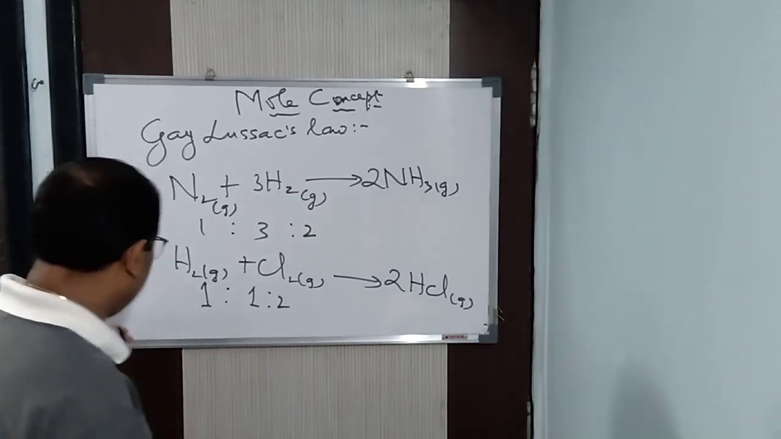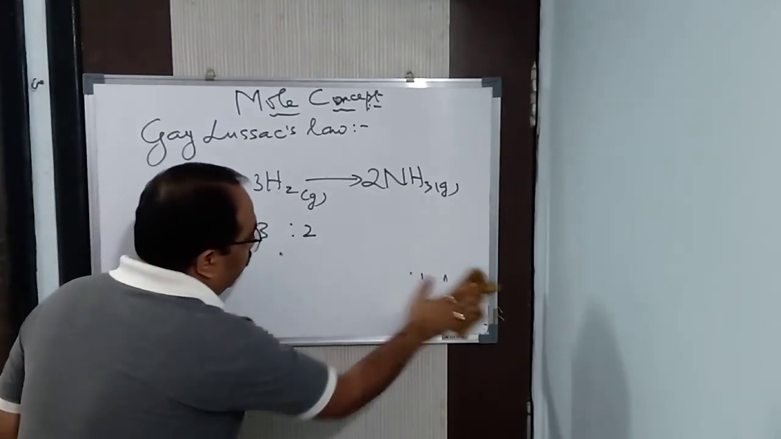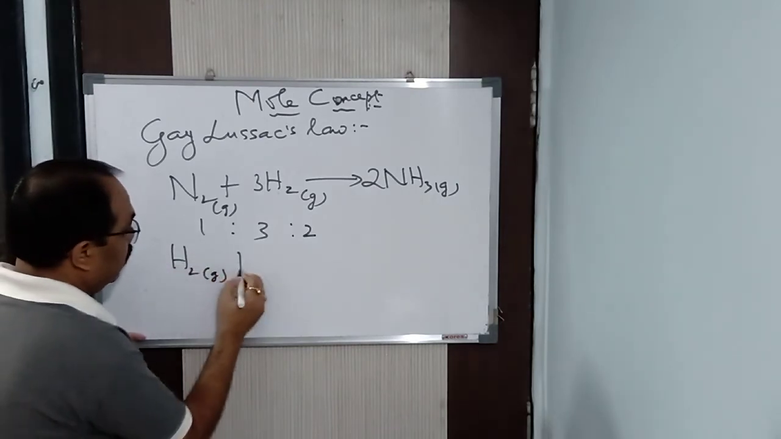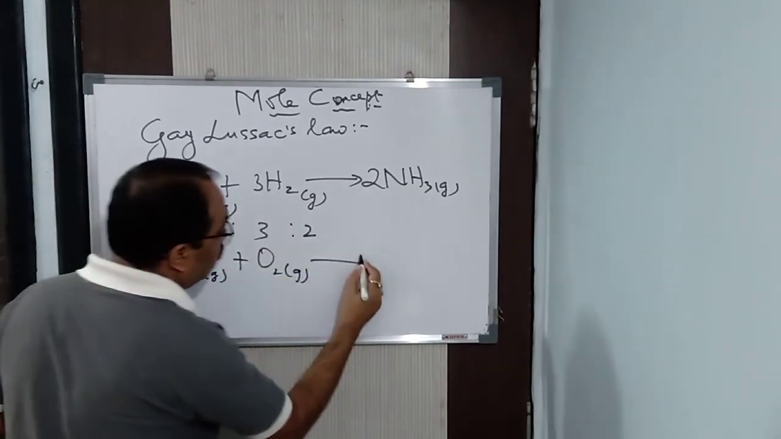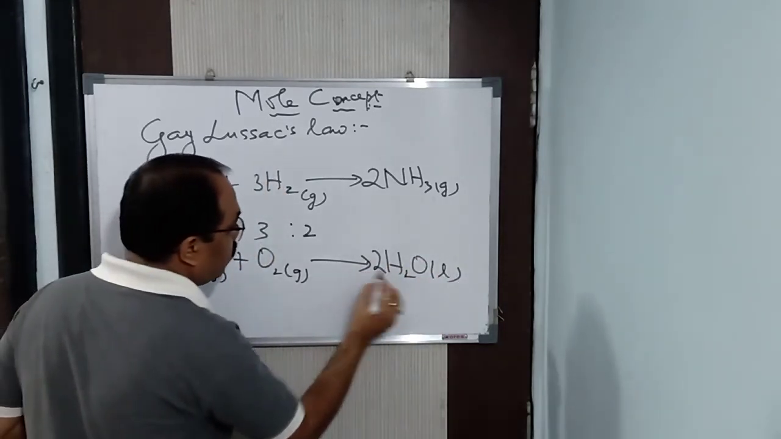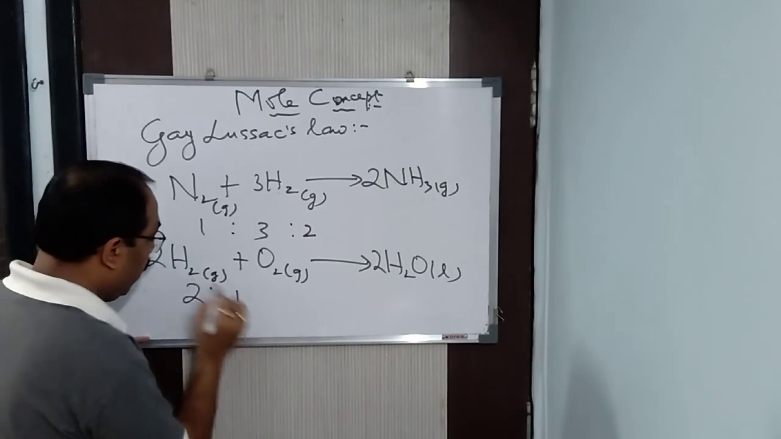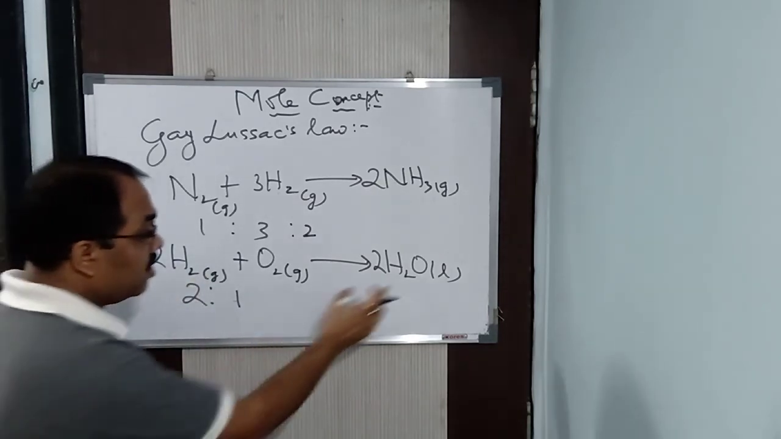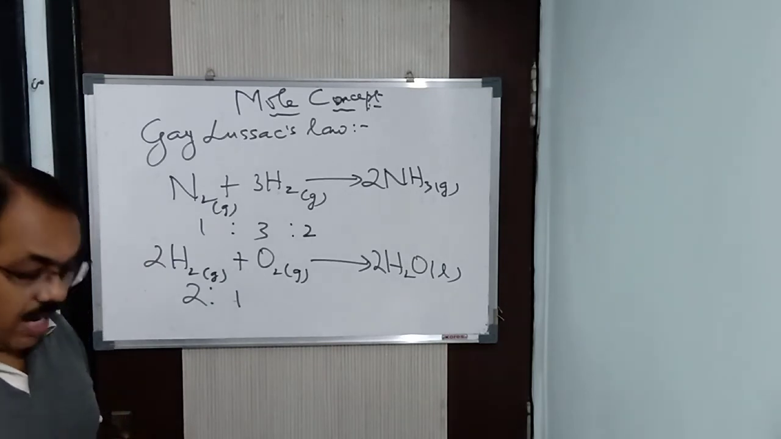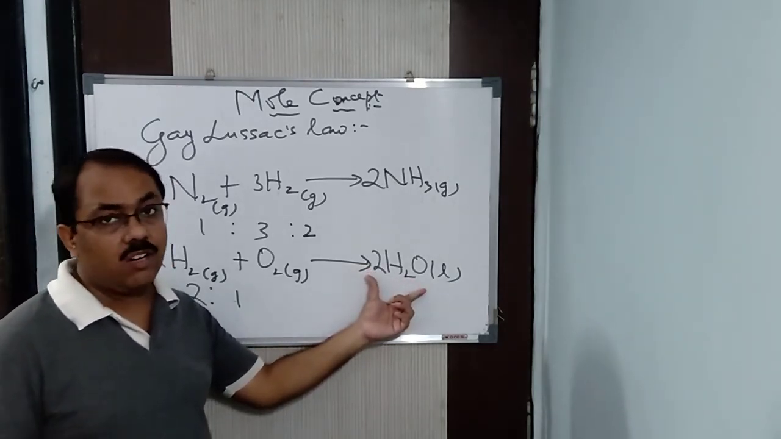If gaseous means, now I am giving another example here. Suppose I am taking H2 gas plus O2 gas will give you H2O liquid. To balance it, 2H2 gas plus O2 gas gives 2H2O liquid. So here the ratio will be 2:1. I will not take the product, because this is liquid. What did I say? And also to the volume of the product if gaseous. If the product is a gas, then only I will consider it. If it is not a gas, I will not consider it.